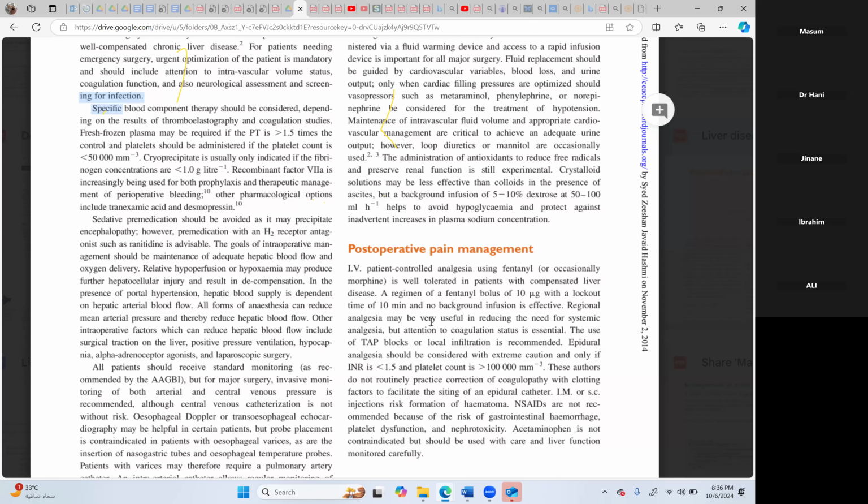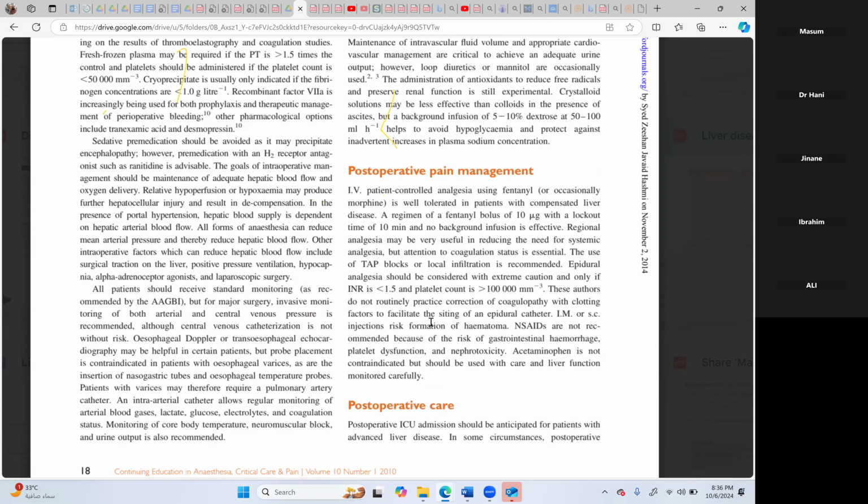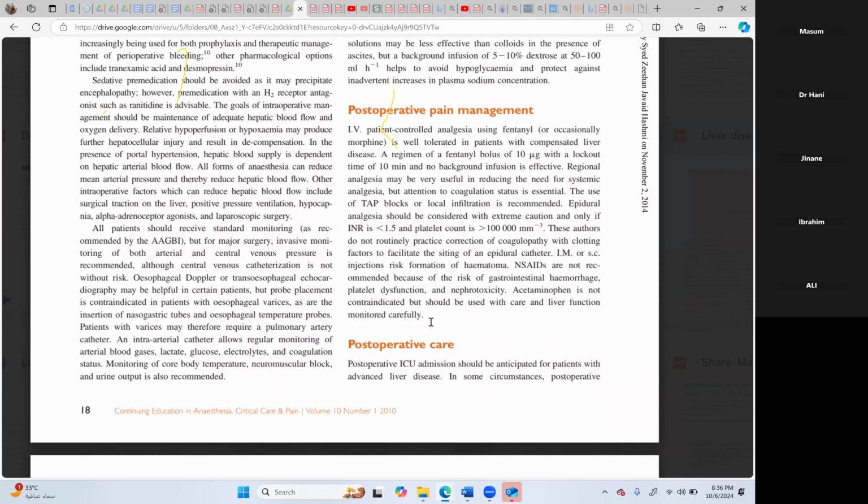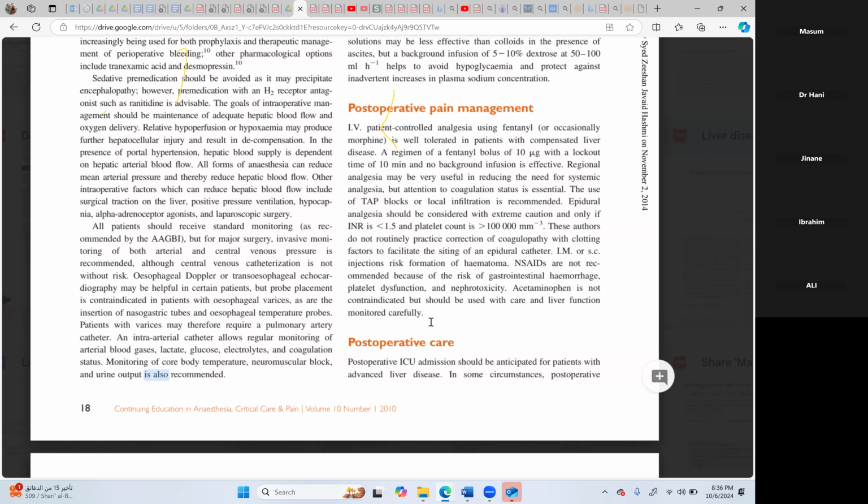As I told you, CVP is not without risk. Esophageal Doppler also helps, but probe placement is contraindicated with esophageal varices. Esophageal temperature probes and NG tubes are all risks. So don't put fingers or lines without care in these patients. These patients can go into hypoglycemia as well.